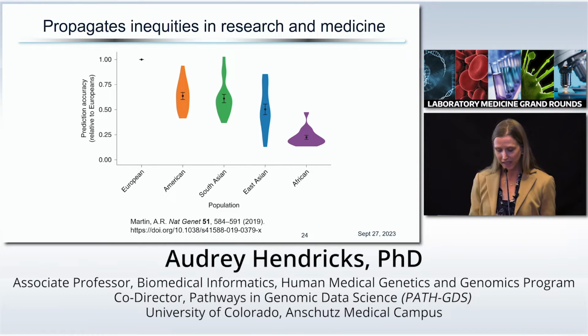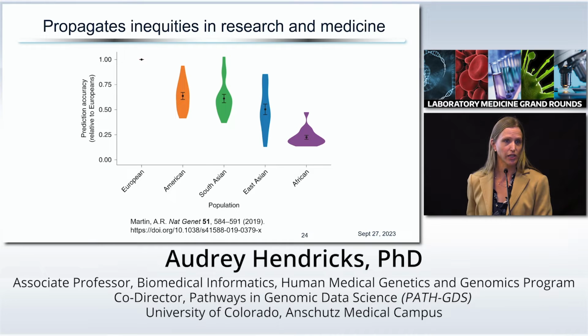And what this means is that if we're thinking about bringing these risk prediction models, polygenic risk scores, into the clinic, we need to be thinking about the differences in prediction accuracy across different ancestral groups.